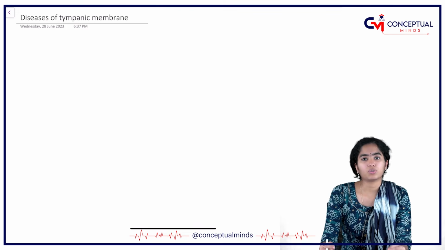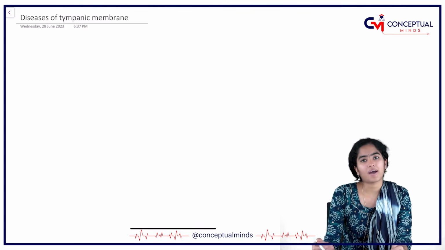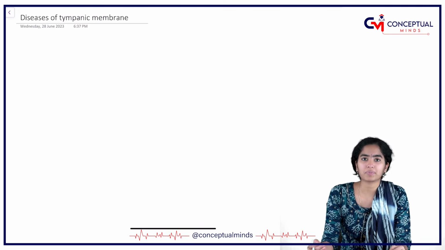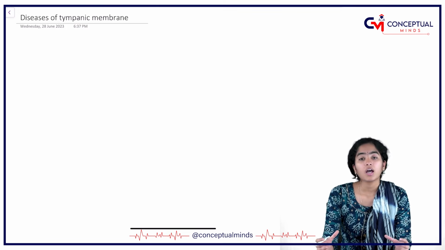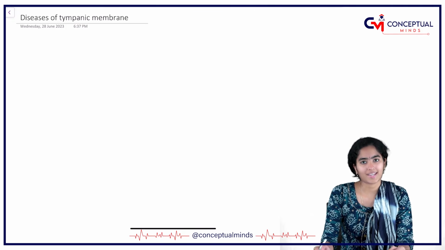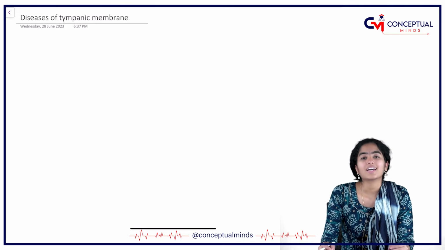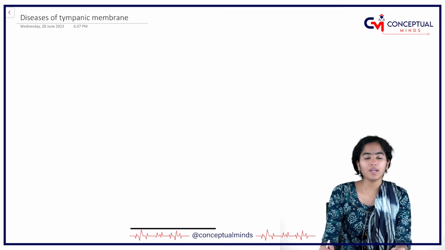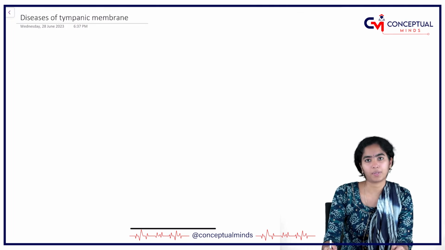It is divided into two parts, pars tensa and pars flaccida, also known as Shrapnel's membrane. The major landmarks on the tympanic membrane are the cone of light, umbo and the handle of malleus. And you also have two folds called the anterior and posterior malleolar folds between the pars tensa and the pars flaccida. And also there is an annular ligament encircling the tympanic membrane. This is very briefly about the anatomy before we study the diseases of tympanic membrane.